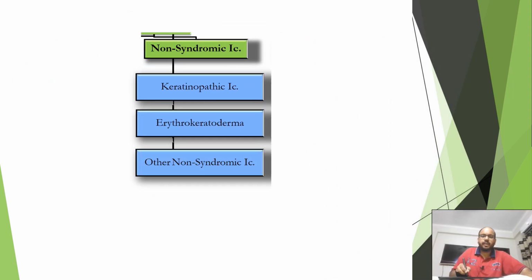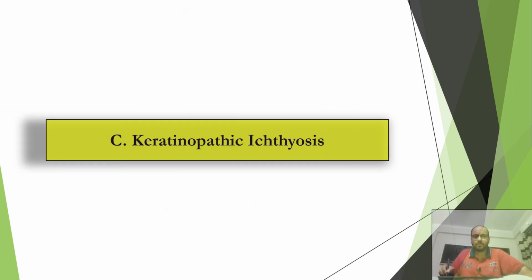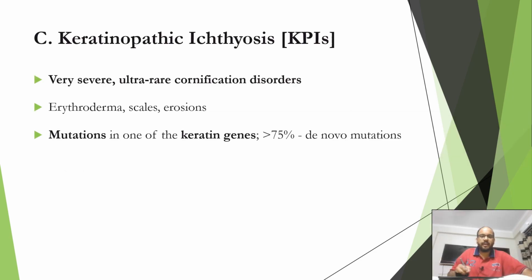So this will be our area of discussion now: keratinopathic, erythrodermic ichthyosis, and other non-syndromic ichthyosis. Let's start our discussion. We'll discuss keratinopathic ichthyosis first. Clear? Let's start with it. In keratinopathic ichthyosis, the defect lies in the keratin gene. We have discussed that. It's a very severe form of ichthyosis with an ultra rare cornification disorder.